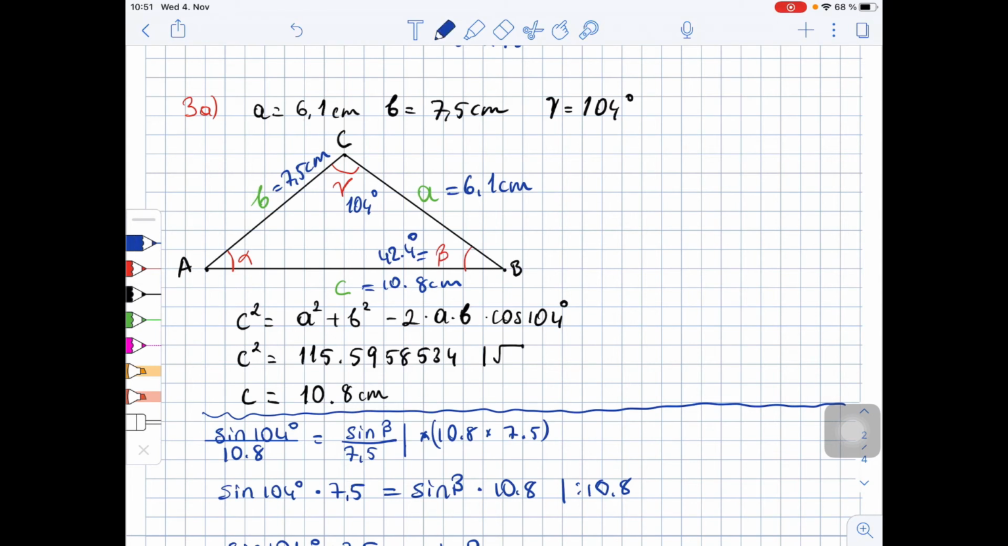Okay, we know that the triangle sum is 180, right? 180 is equal to alpha plus 104 plus 42.4, so the alpha is equal to 33.6 degrees. That's it. We are done for all.